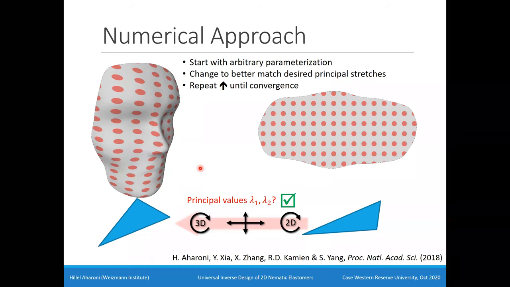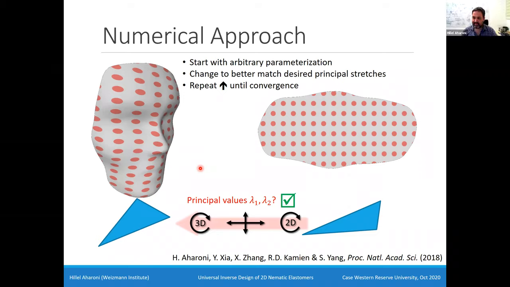Is it clear that the algorithm would converge? I mean, you're saying in practice it does, but do we know for sure that such a triangulation can be found? So the algorithm will converge. It doesn't mean that it will converge to the correct thing. So it depends on the initial parameterization, and I still haven't shown you that the problem even has a solution, an exact solution.